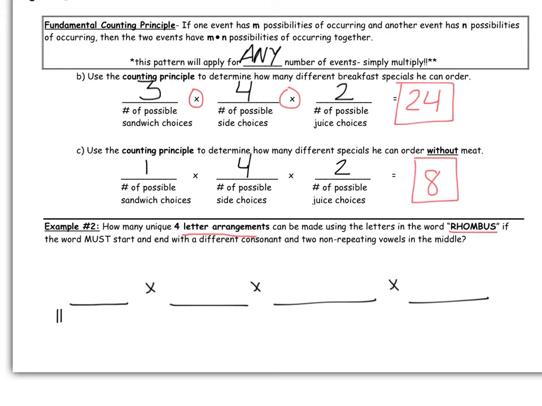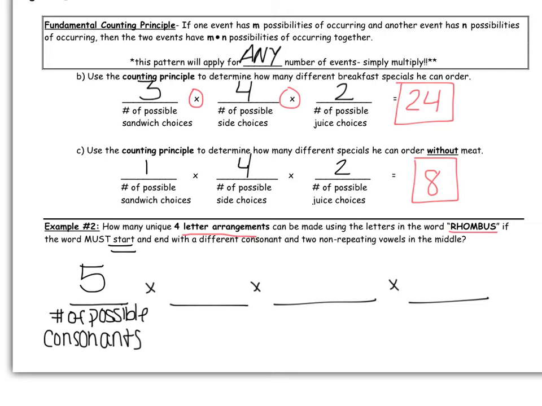So let's see. Number of possible consonants. We've got R, that's 1. H, that's 2. M, 3. B, 4. And S, 5. So there are 5 possible consonants that are available for that first starting spot. And it also says that we have to end with a consonant. So we'll come back to that later.